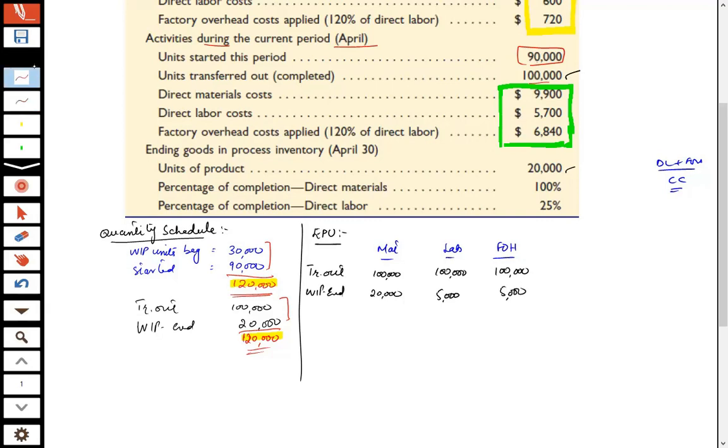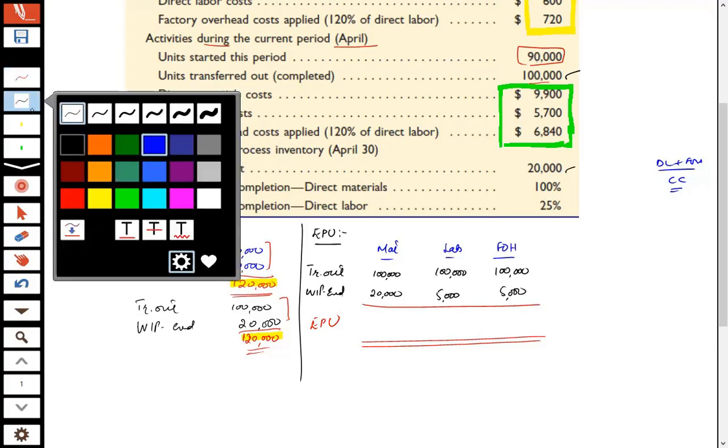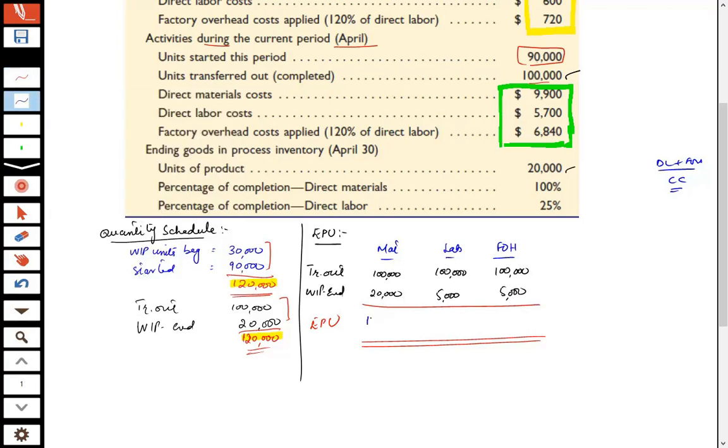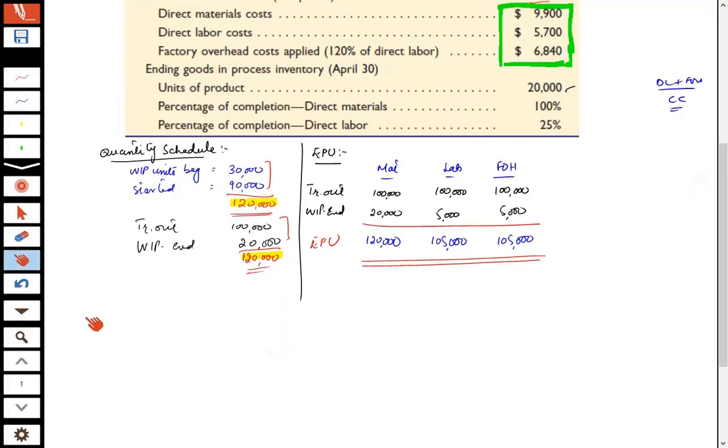So we have got the equivalent production units that we had understood the concept. Now what will be the equivalent production units? Here it will be 105,000. Now the next procedure was the calculation of the unit cost.